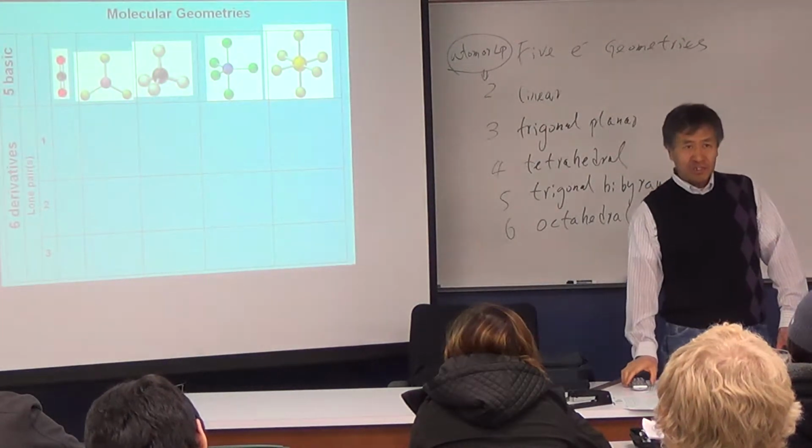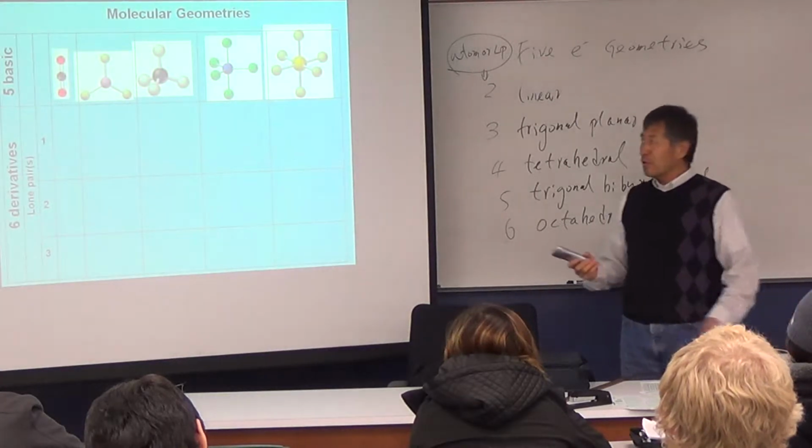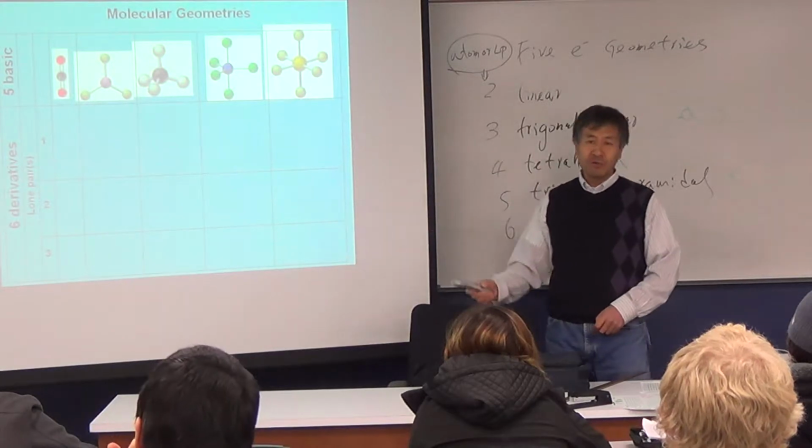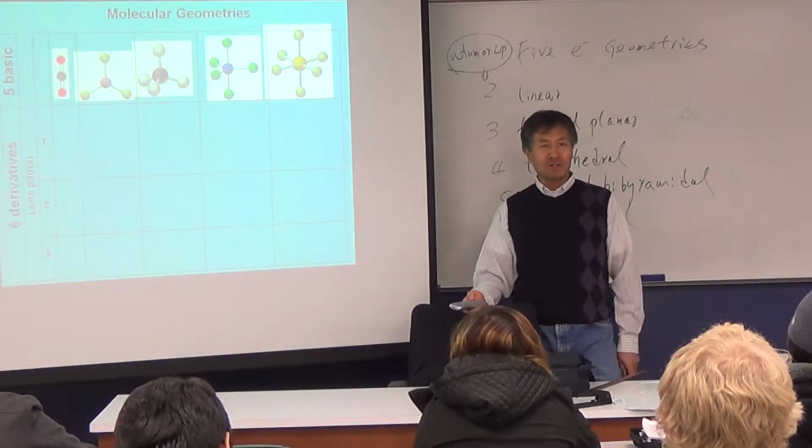And let's consider them, okay? So we will start with the molecular geometry with these 5 basic geometries, which means you don't have any lone pair on the center atom. Okay?